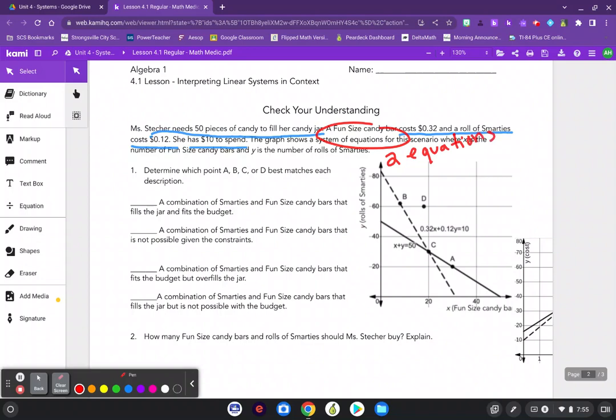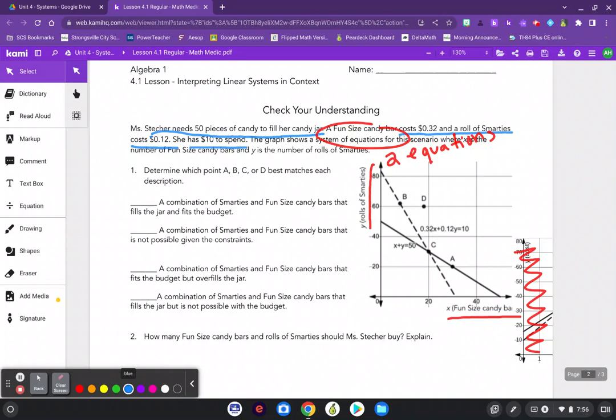X is the number of fun-sized candy bars, and I have that down here. And Y is the number of Smarties, and I have that right here. Not sure why this extra graph is here. Sorry about that, friends. All right, determine which point A, B, C, or D best matches each description. Before I do that, though, I kind of want to label what these equations are. It will just help me have a better understanding of what's going on.